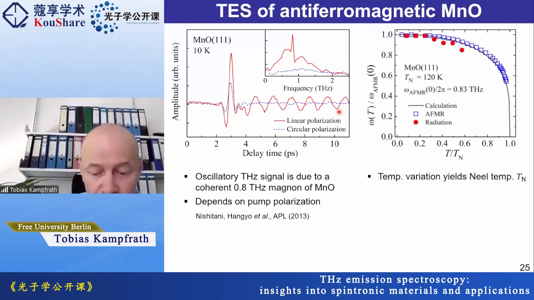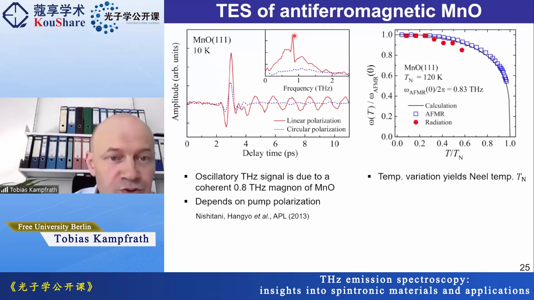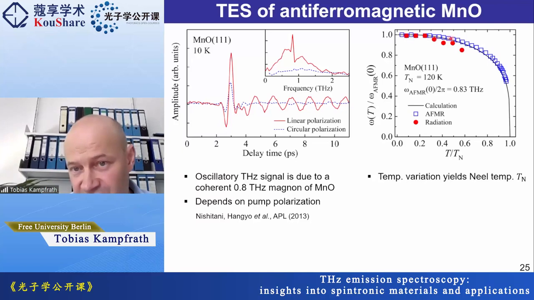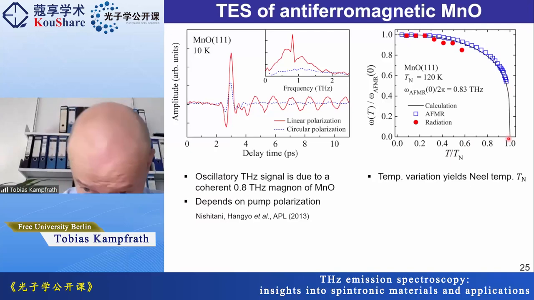You can now do the following. You can take the amplitude of this 1 terahertz oscillation and measure it as a function of the temperature of the sample. And then you obtain such a curve here. So the oscillation frequency of this spin wave becomes smaller and smaller. And all of a sudden, at the critical temperature, the so-called Néel temperature, the oscillation disappears.